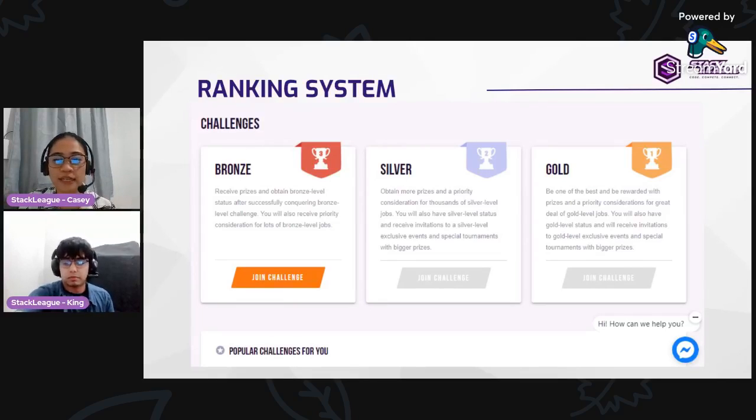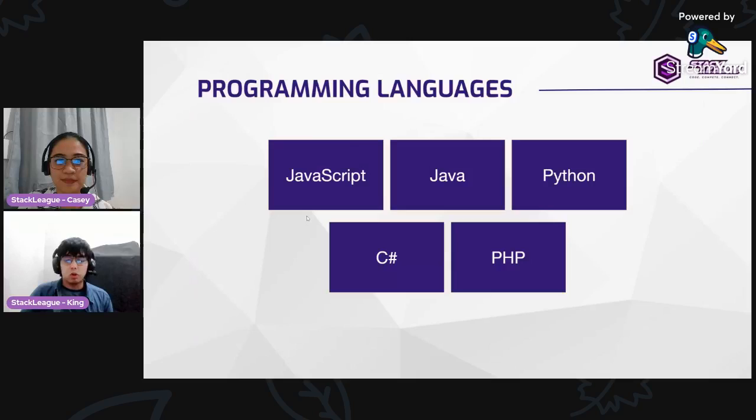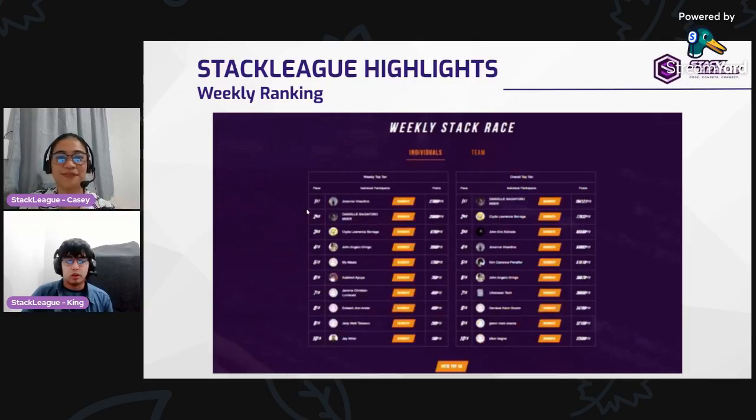We have bronze, silver, and our highest rank is gold. So, what are the supported languages of Stack League? These are the supported programming languages right now in the league: JavaScript, Java, Python, C Sharp, and PHP. So please take note.